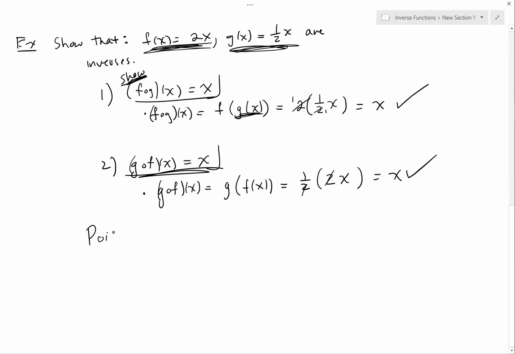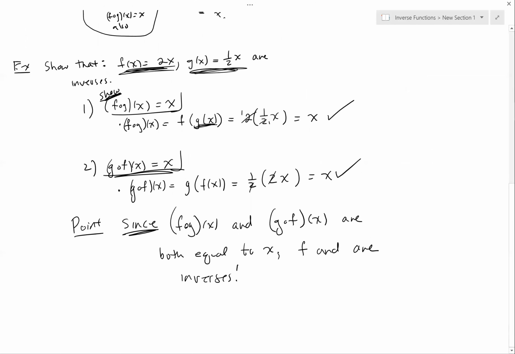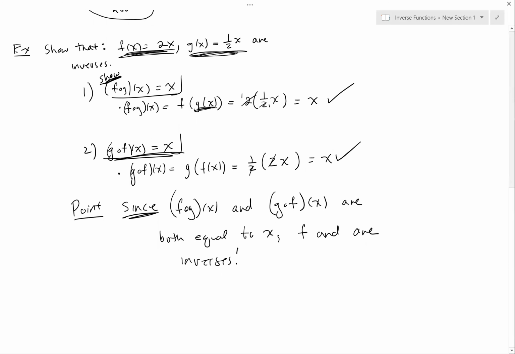So here's the point. The point here is that since f of g of x and g of f of x are both equal to x, f and g are inverses. This is the type of work that I expect if you're trying to show that two functions are inverses, and that's basically it. I'll do one more example.